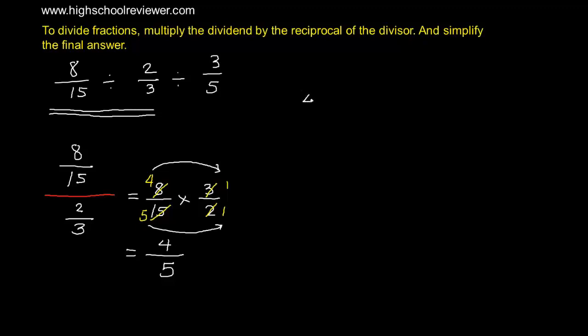So we have here 4 over 5 divided by 3 all over 5. This is our dividend and this is our divisor. So again, to divide fractions, we are going to multiply the dividend, which is 4 over 5, by the reciprocal of our divisor. This will now become 5 over 3.